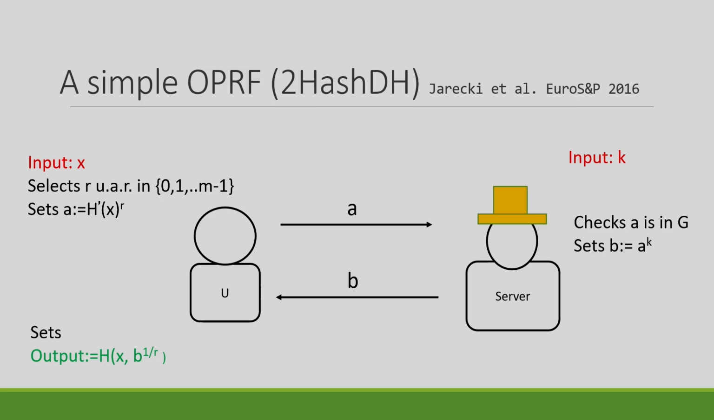And then you mask the group element that is defined by your input X with this R. So you raise to the R the group element H prime to the X, and you send it to the server. The server has chosen a key K, and what he does is simply raising again what he gets to this exponent. So he gets another group element B, and it's easy to see that now the client may unmask what he got, so raise B to 1 over R, and this way he gets exactly the element H prime of X raised to the key that was chosen by the server.